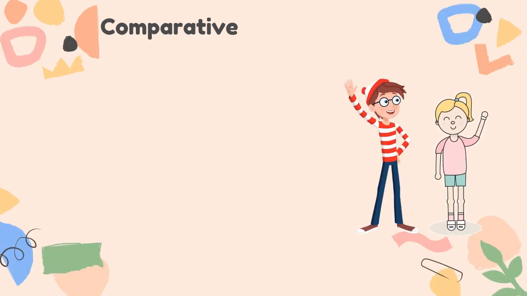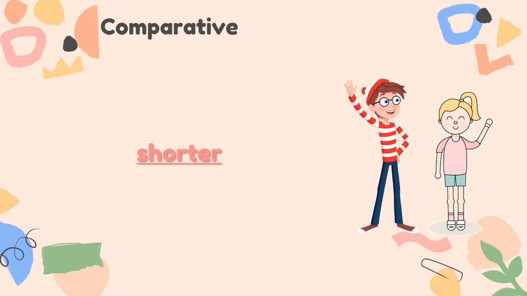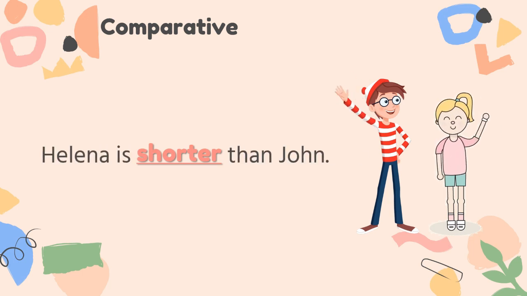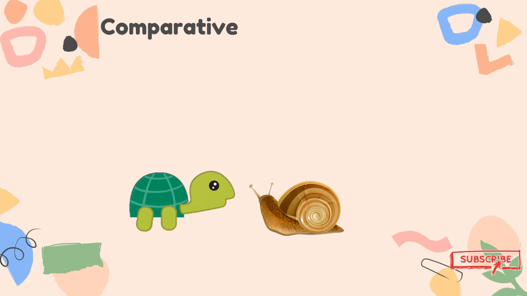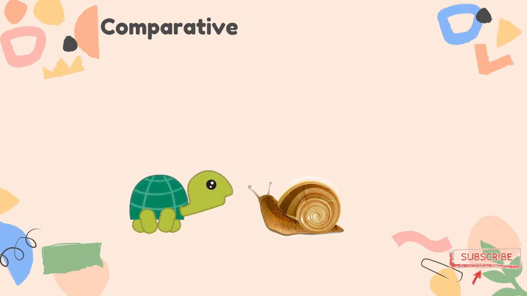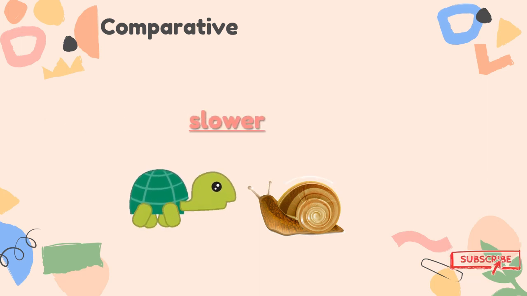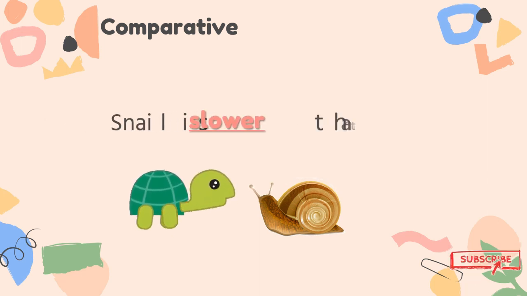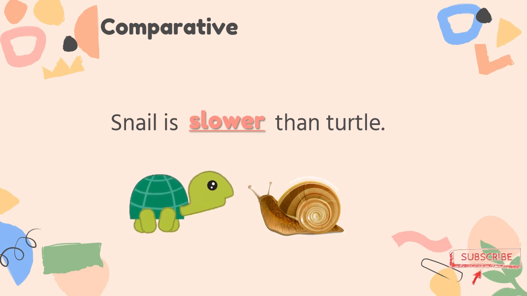Now, let us look at this example. When it is a comparative adjective, which means it is comparing between two things, I add ER to the adjective. So, short becomes shorter. So, I would say, Helena is shorter than John. Next one, we are still comparing between two objects. So, slow becomes slower. Snail is slower than turtle.